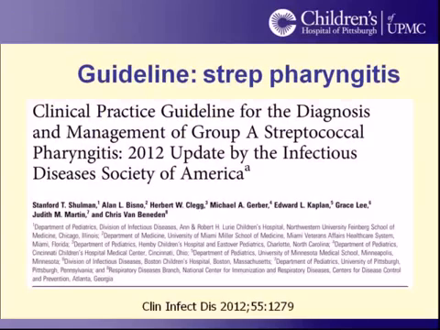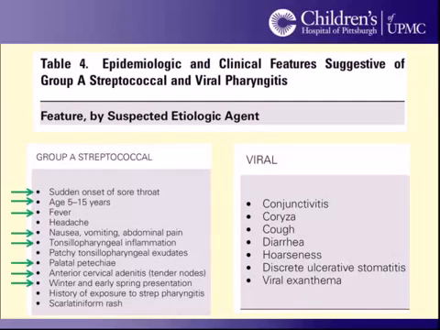So when we look for our guideline again, there's a great guideline from 2012 from the Infectious Disease Society of America for the treatment of strep pharyngitis. And you can see here they do a very nice job in the guideline of emphasizing features that suggest group A strep pharyngitis, and that includes perfect features of the child we're seeing. Sudden onset of pharyngitis in a school-aged child with fever, tonsillopharyngeal inflammation and patchy exudates are common.